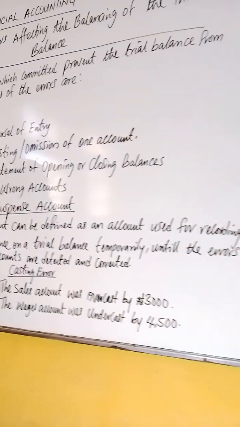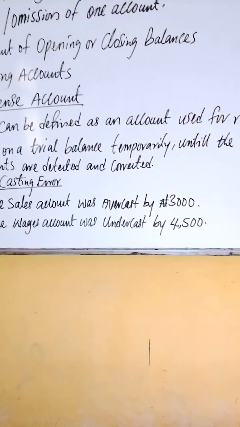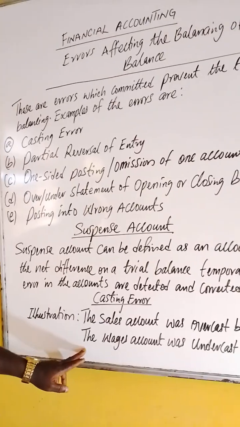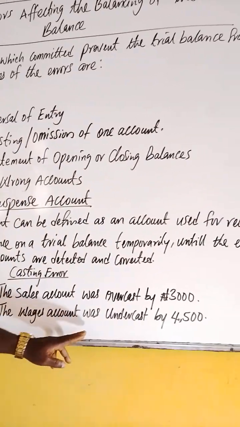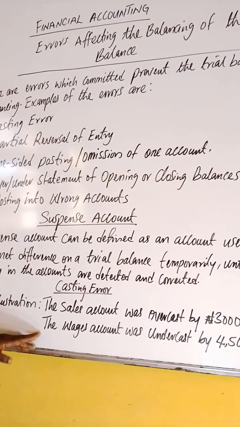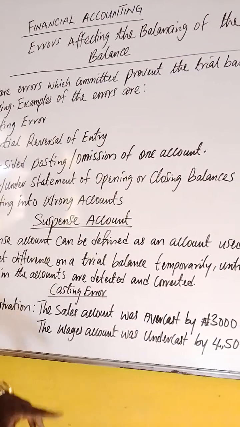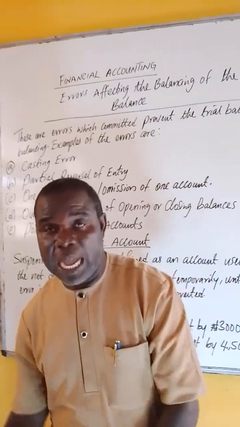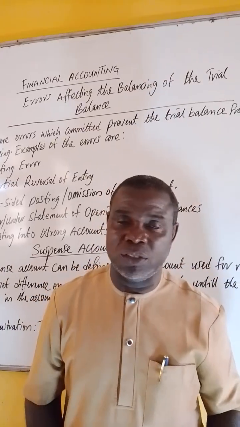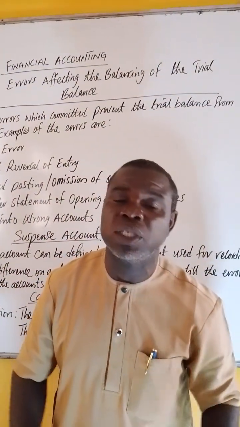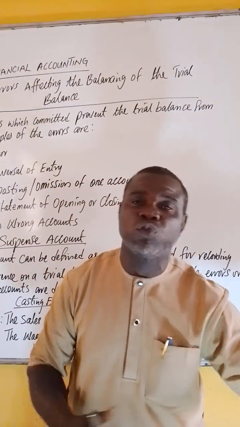Let's look at the second illustration here, because we are talking about casting errors, which result in overcast or undercast. Let's see a situation of undercast here. An example illustration is still like this. The wages account was undercast by 4,500. It means in the wages account posted in the ledger, there was a shortage in the amount that's supposed to be in the wages. Here it is an undercast, though here the amount is given directly. In some practical situations, the amount that caused the difference will be given to you.